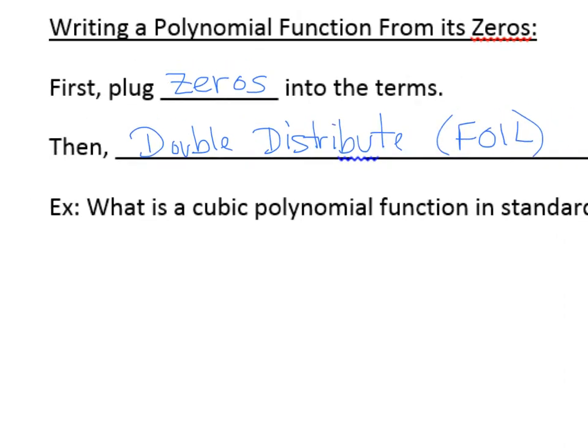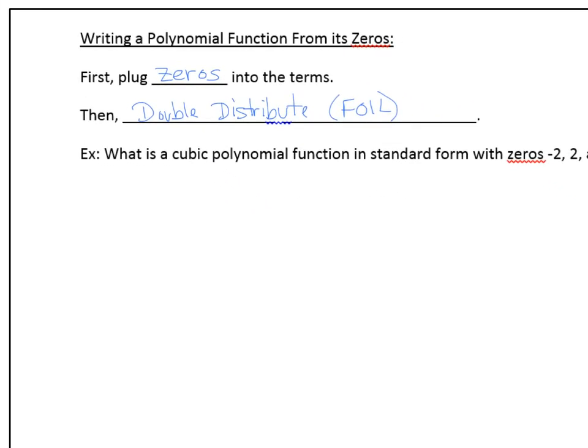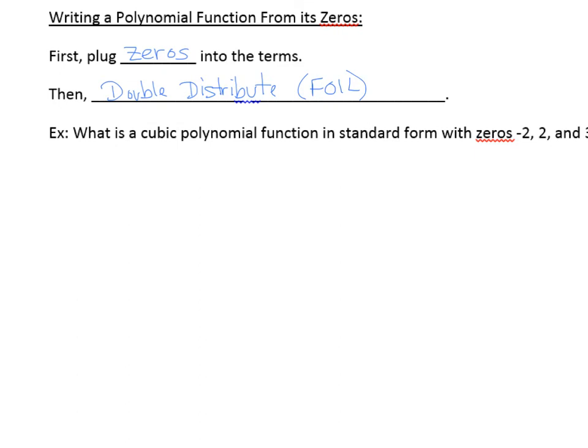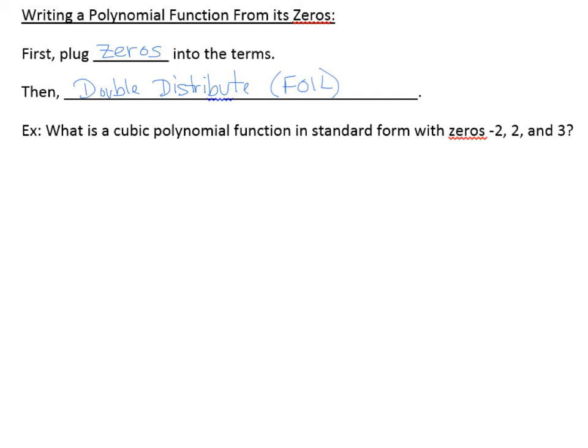Now remember, when we do the zeros, zeros are always the opposite. So when we put them into the parentheses, we're going to make them the opposite here. So my first cubic polynomial function has zeros of negative 2, 2, and 3. So the first thing we have to do is start by putting them into the parentheses. Well, I know that if my x value is negative 2, that means to get to that, it had to be x plus 2 in equation form, because you would subtract 2 to solve for x. So that means the first parenthesis is x plus 2.